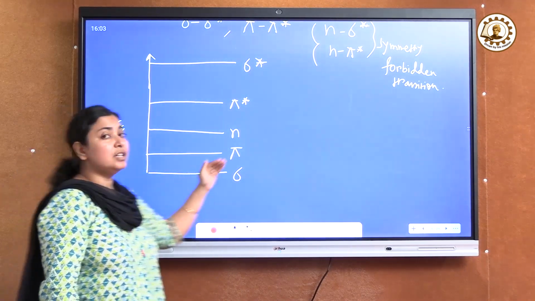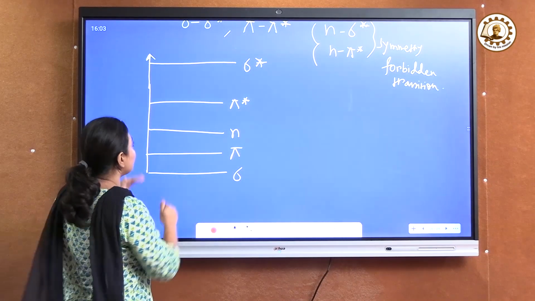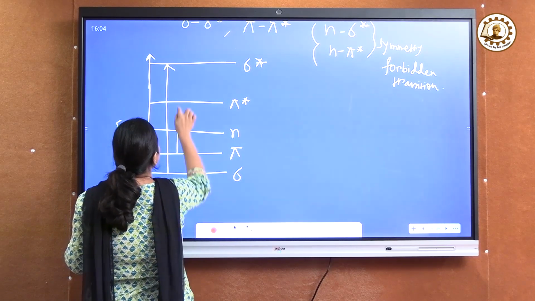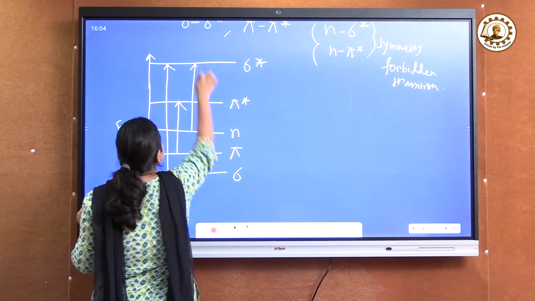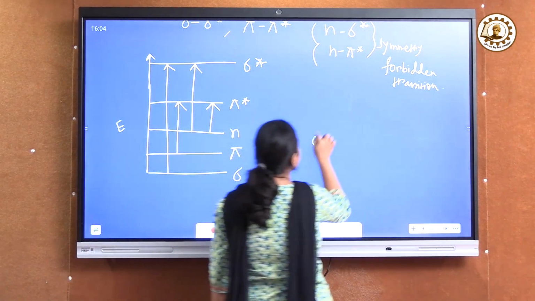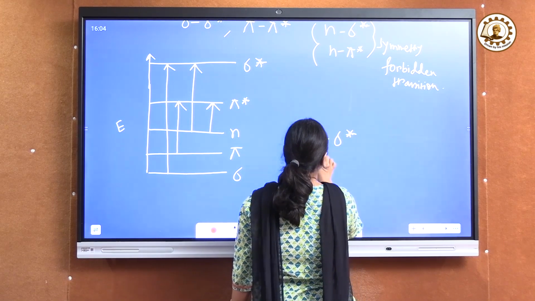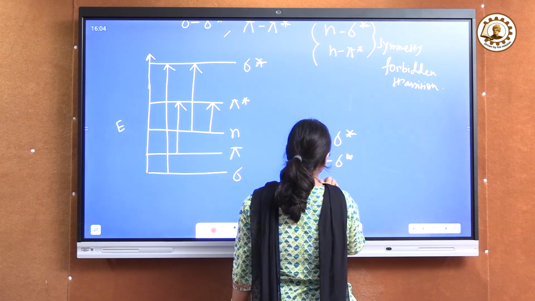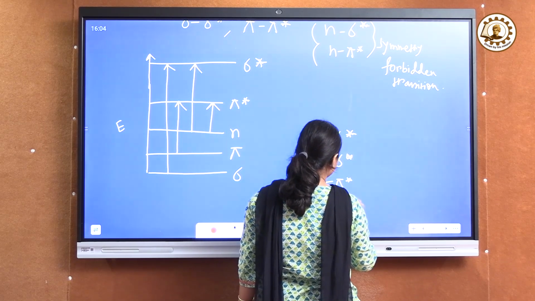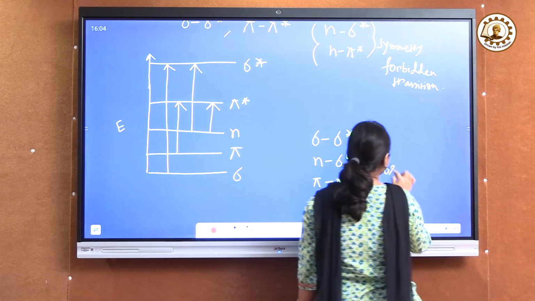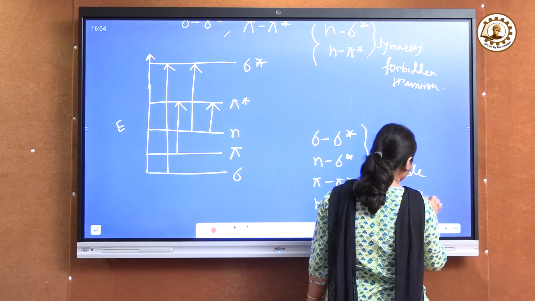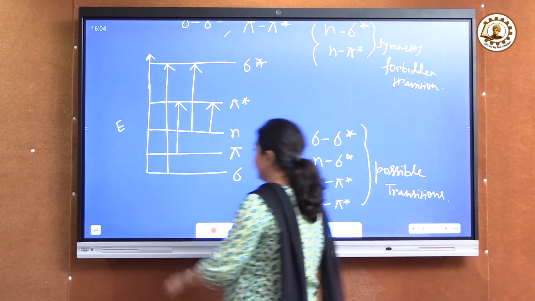Based on the 2 selection rules, the possible transitions will be sigma to sigma star, pi to pi star, n to sigma star, and n to pi star. These are the possible transitions.